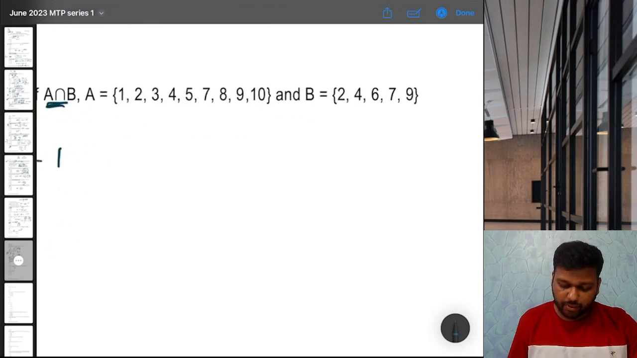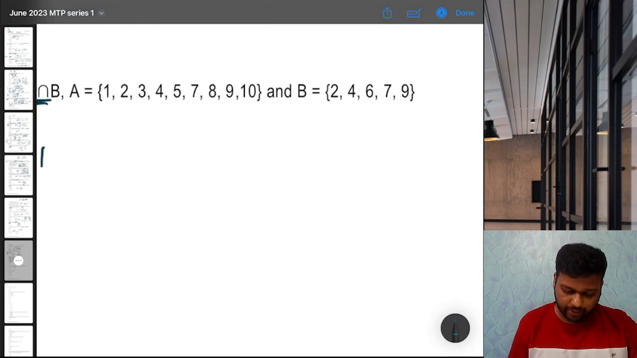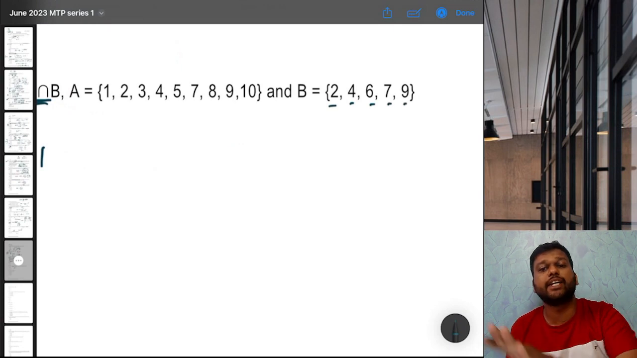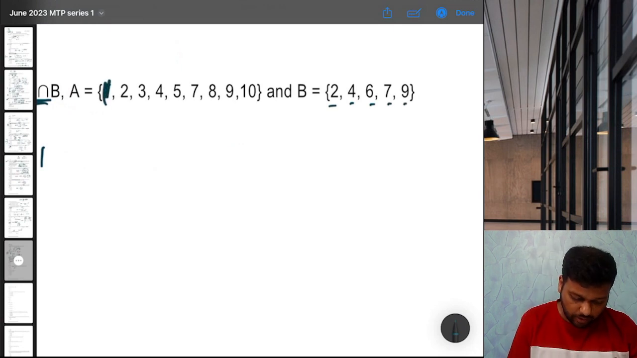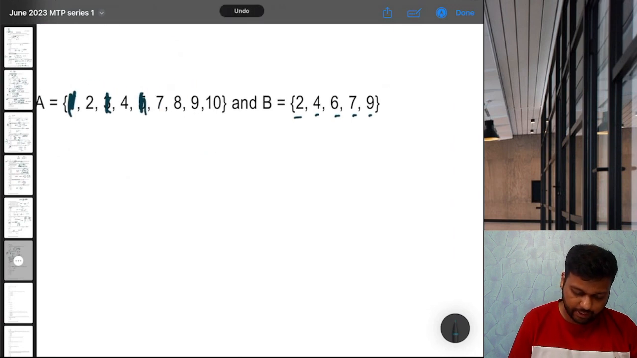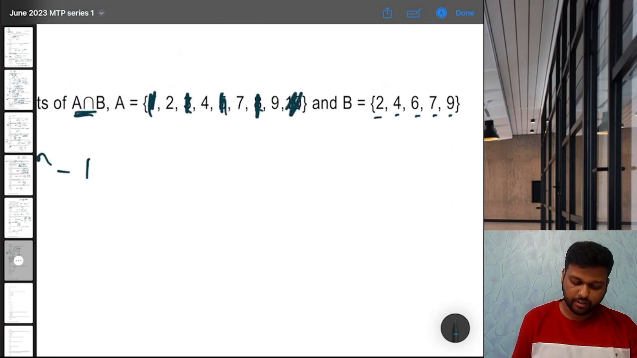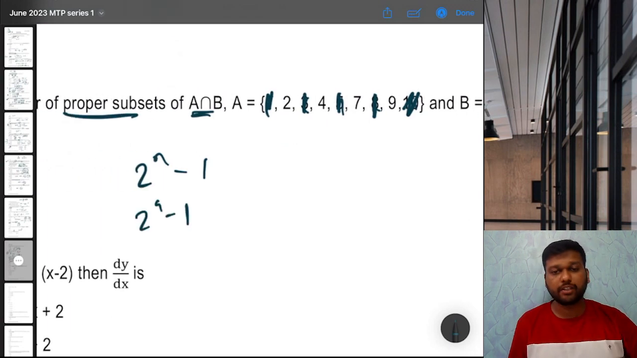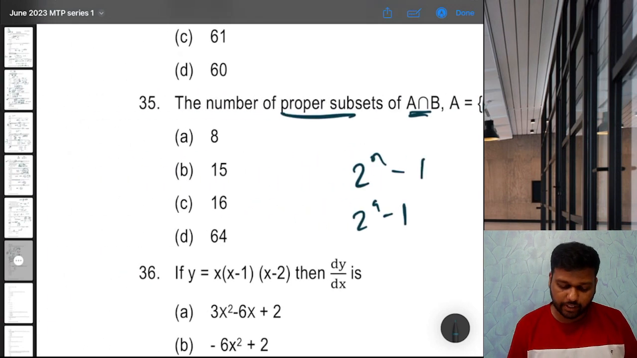Of A intersection B. What is A intersection B? Common elements. B is small. 2, 4, 6, 7, 9. So let's check that in A. 2, 4, 6 is not there. 7 is there. 9 is there, right? So intersection is 2, 4, 7, 9. 4 elements. So we'll have 2 raised to 4 minus 1. 2 raised to 4 is 16 minus 1 is 15. B.